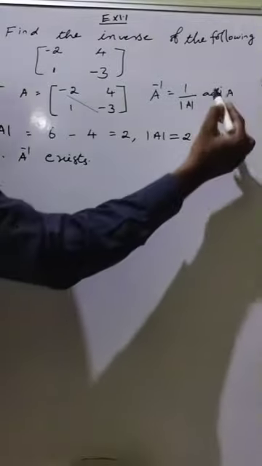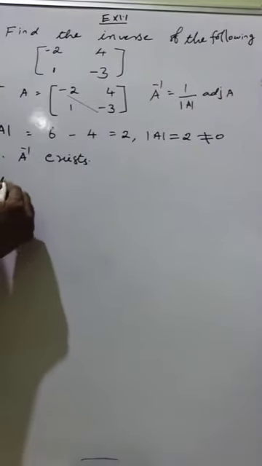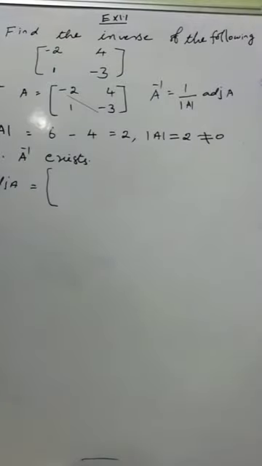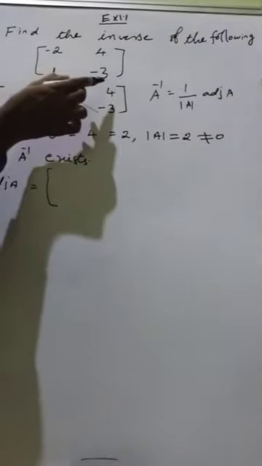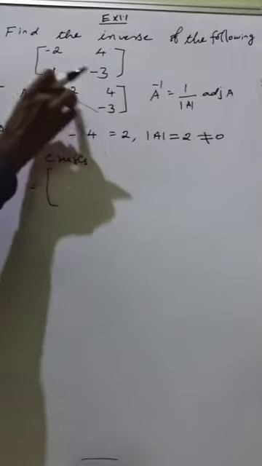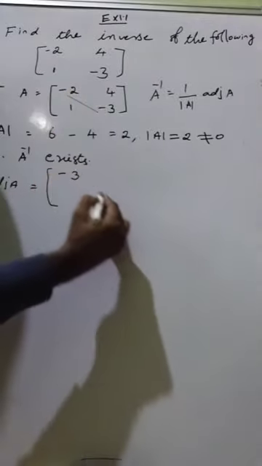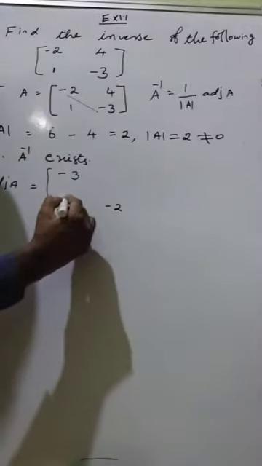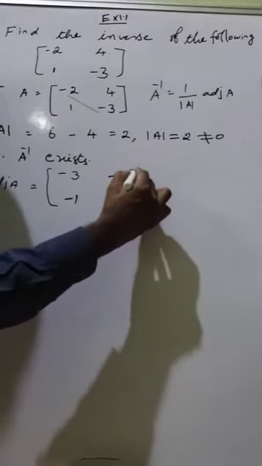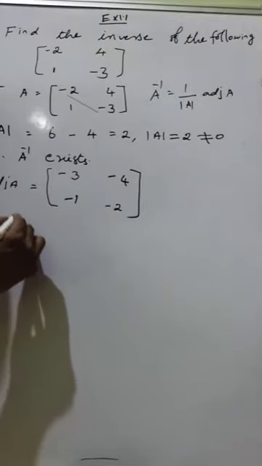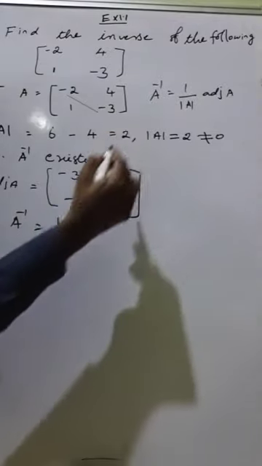Next, we have to find adjoint A. Already we discussed how to find the adjoint of a 2 cross 2 matrix. Just interchange the first diagonal, and change the sign of the second diagonal. So interchange the first leading diagonal: -3, -2. Sign change of the second diagonal: -1, -4. It is adj A.